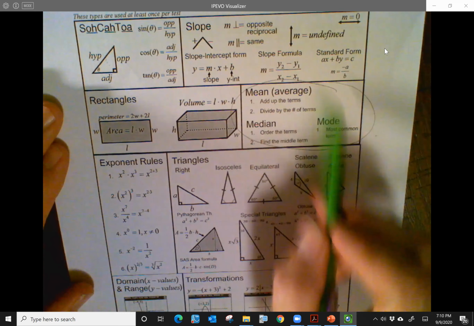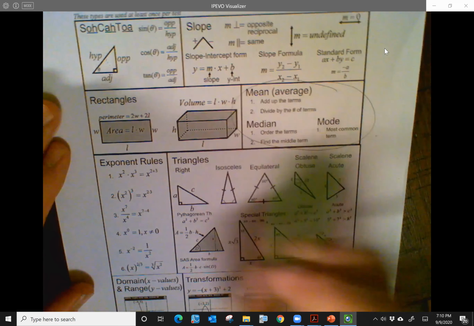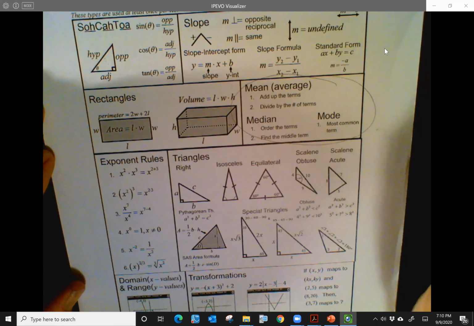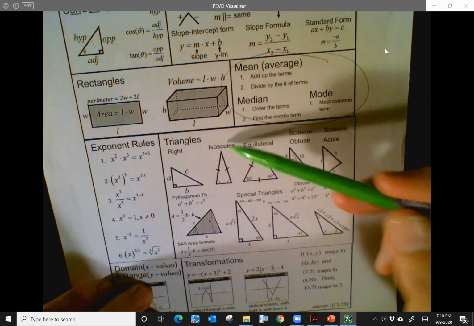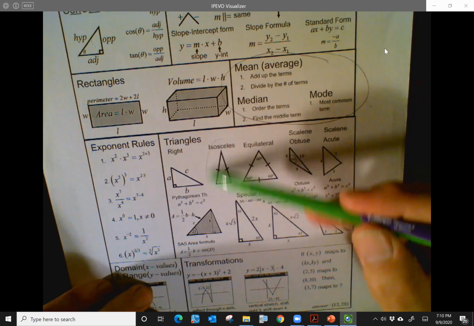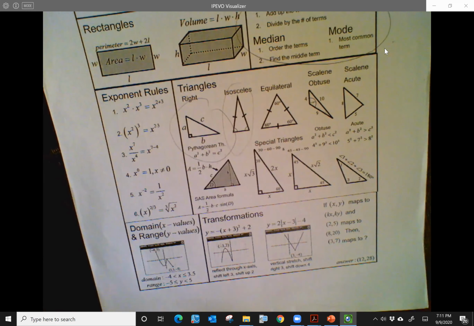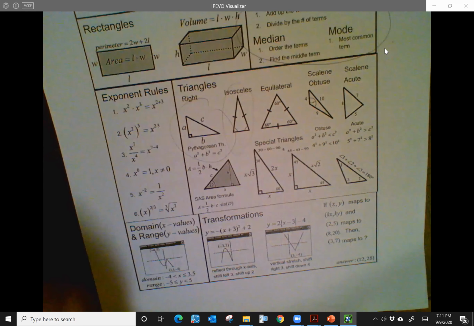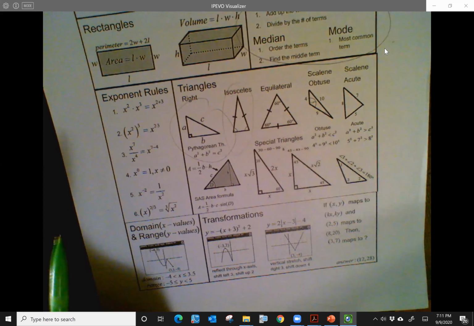Okay, so mean, median, and mode, we're going to talk about that in our mini lesson today. We're going to talk about some triangles. We're going to talk about the Pythagorean theorem, a squared plus b squared equals c squared. And I'm going to show you a really good shortcut with this at ACT. They love doing this shortcut. It is probably one of the best shortcuts out there.